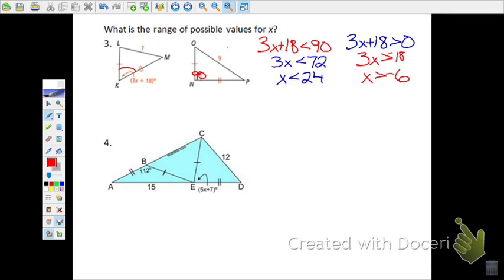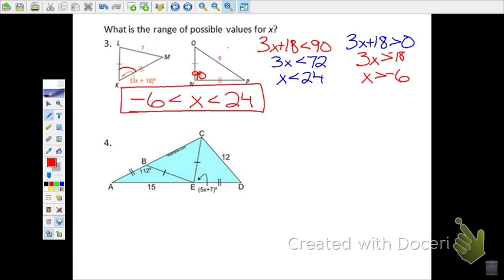Now I'm going to write that as a compound inequality, just like we did yesterday. I start with my smaller number, so I'm going to start with the negative 6. I use that less than symbol, my variable x, another less than symbol, and then the 24. So that is the way my range looks. Just like yesterday, the small one's always on the left, big one's on the right. We're always using those less than symbols.